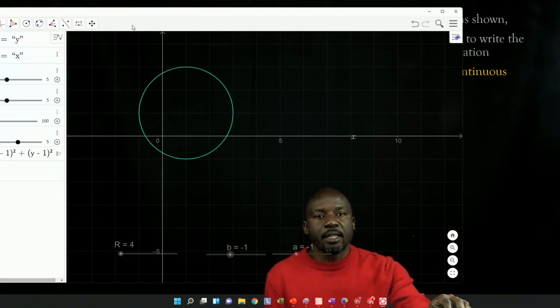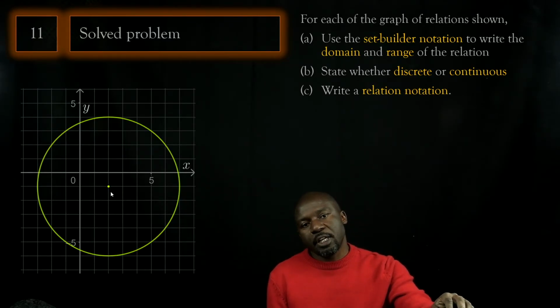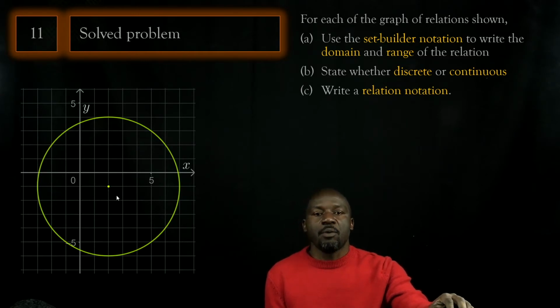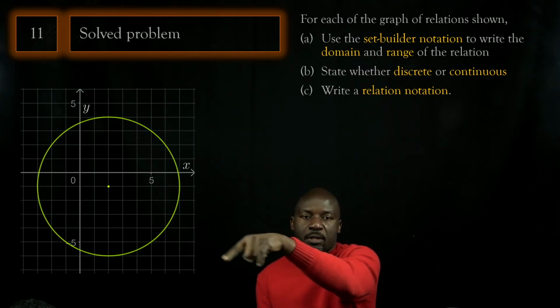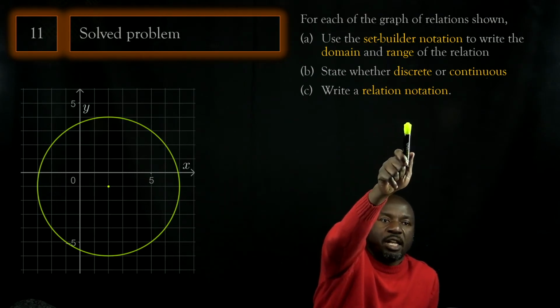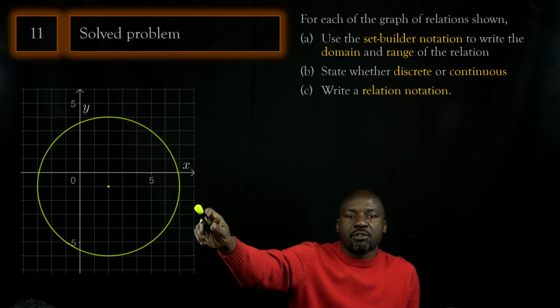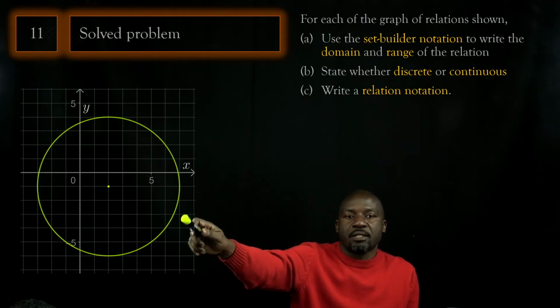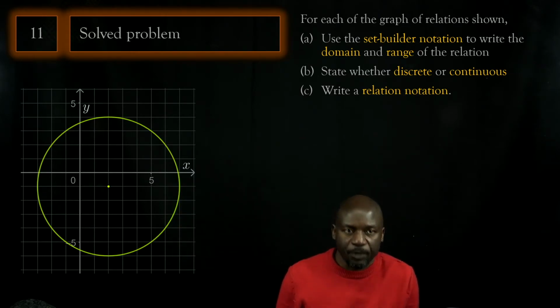So I will take these away now, and we are back there. We have a circle whose center coordinates we should be able to tell, and we should also be able to tell what the radius of this circle is. Given this circle, you're going to need the equation of the circle to be able to write down a relation notation for it. In order to write a relation notation, you must find the equation of the circle and then make y the subject.